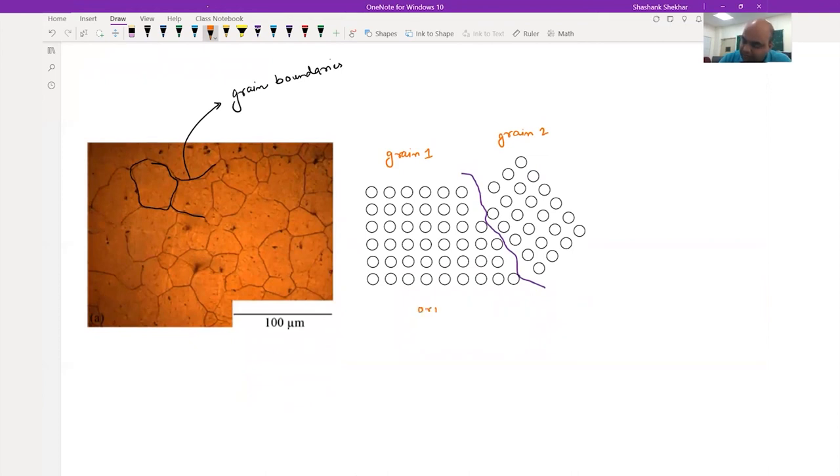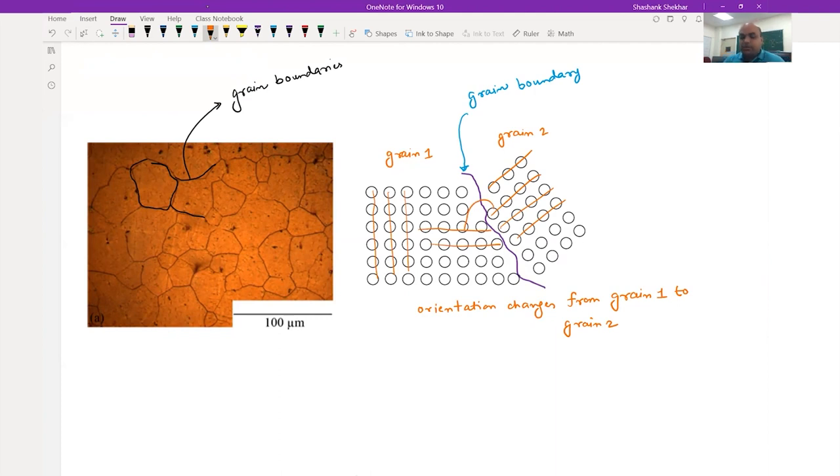So orientation changes from grain one to grain two, and you have a grain boundary here. So this is your grain boundary. Okay, so what you see, you have an orientation here, something like this, right? This is your orientation, but here it is in this direction. It changes. So there is an angle here, right? So the orientation between the two grains is changing, and that's why we are going to see a boundary between the two grains, and that boundary is called grain boundary.